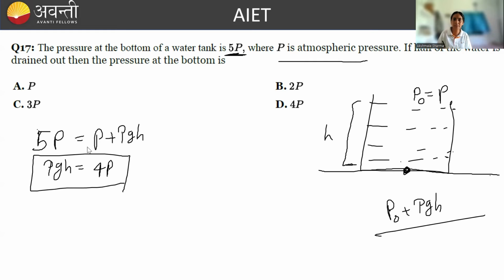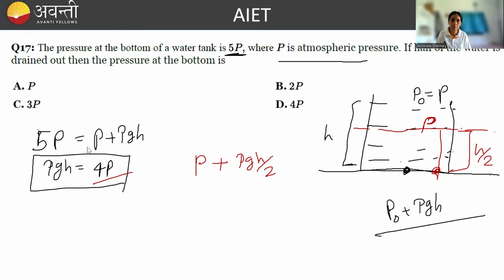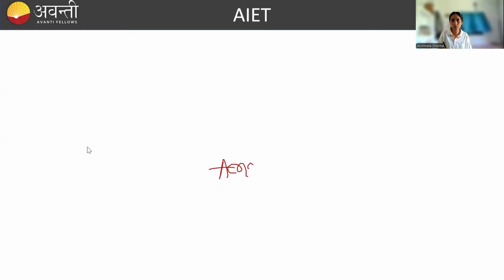We are emptying this tank to half of its height. So only half of the water is left. In that case, this layer will become open to the atmosphere, so pressure here will become equal to P. Now pressure at the bottom will be P plus rho g h by 2. Rho g h value is 4P, so rho g h by 2 will become 2P. So this is 3P. So the correct answer will be C.